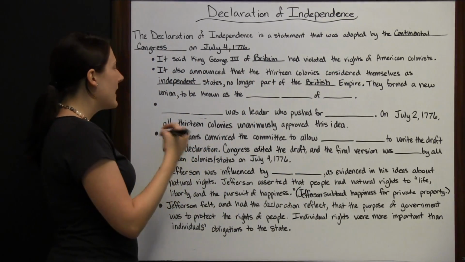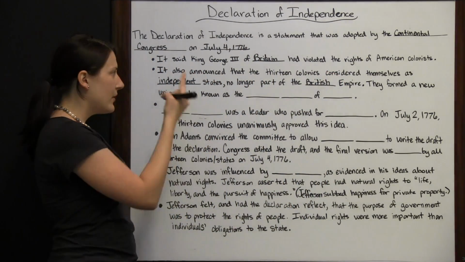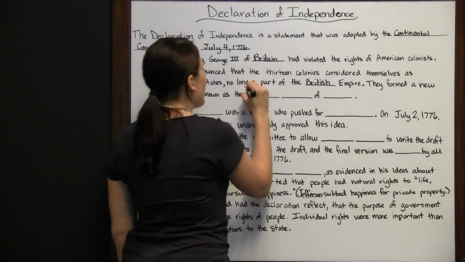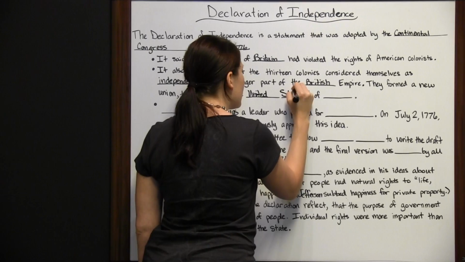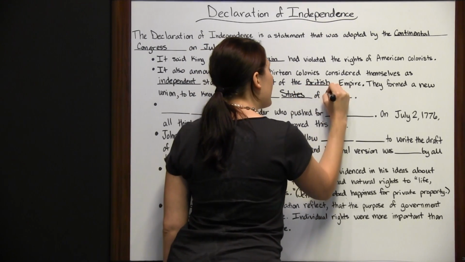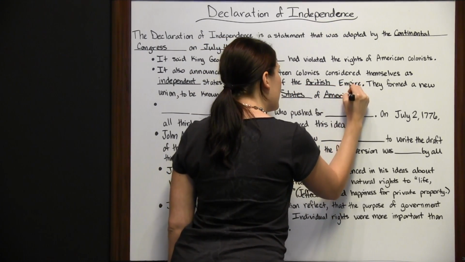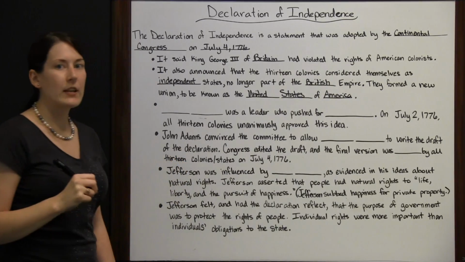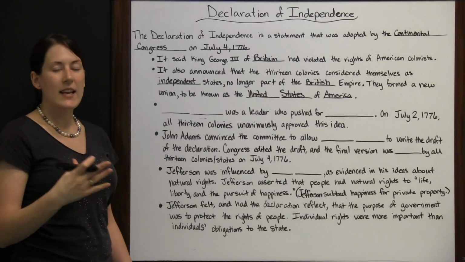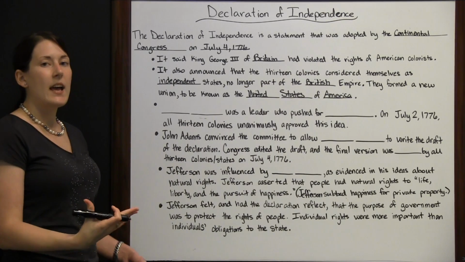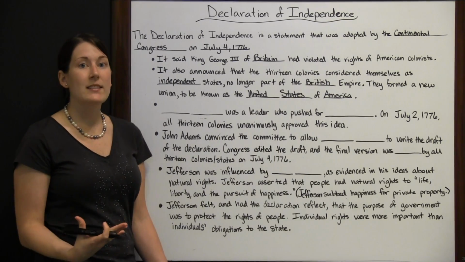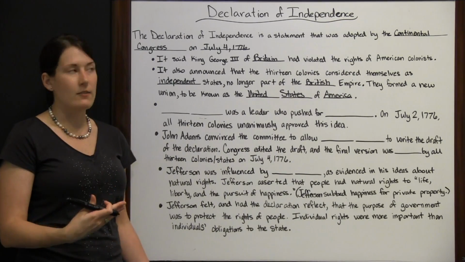Instead, they said that they formed a new union of those 13 states to be known as the United States of America. So they had tried to work things out peacefully. King George did not take back those laws and taxes. Instead, he fought the American colonists whenever they rebelled against following those laws and paying those taxes.